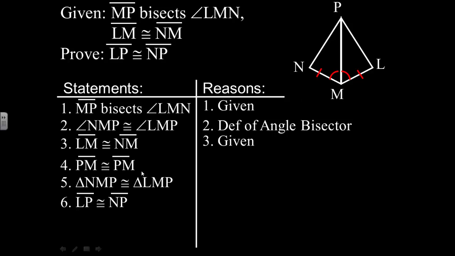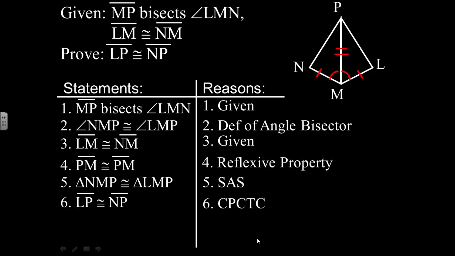On this one, we know that it says PM is congruent to PM. That's called the reflexive property. Now you can decide that these 2 triangles are congruent by one of our 5 ways, which is by side angle side. Now that you've got the 2 triangles are congruent, any 6 of their matching corresponding parts are also congruent, which is the CPCTC.